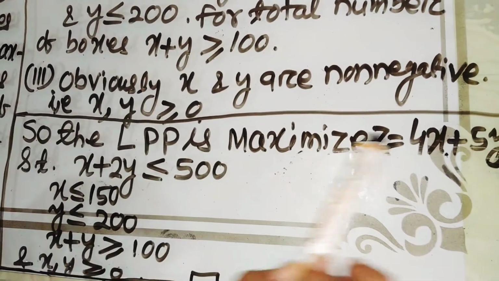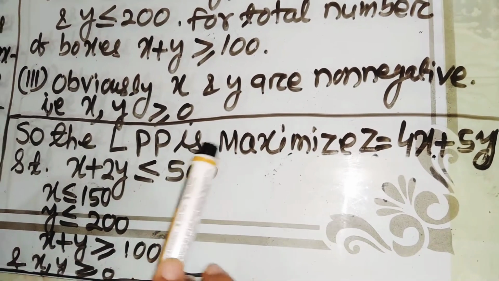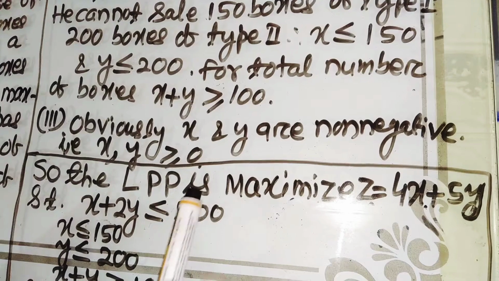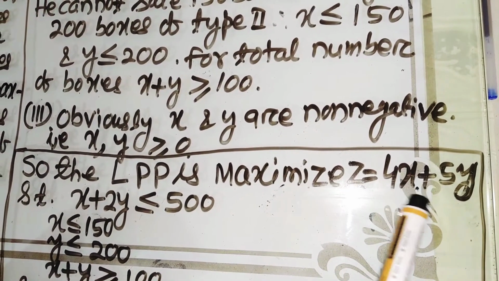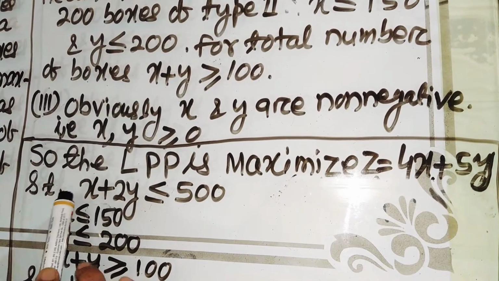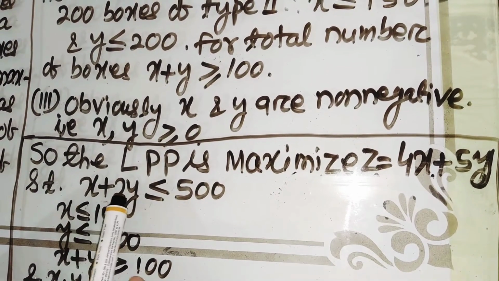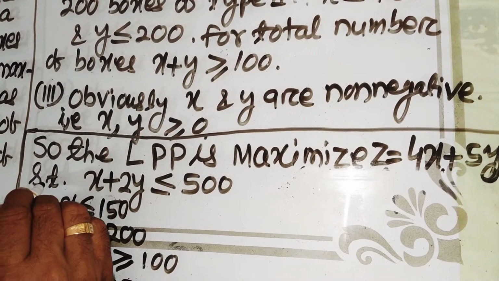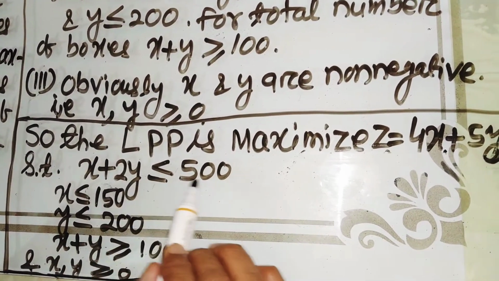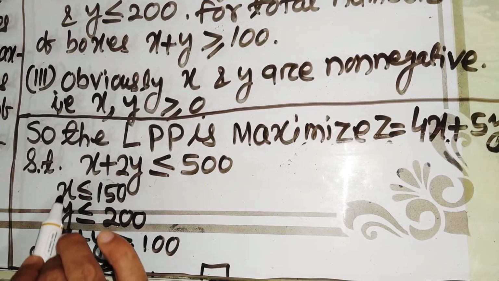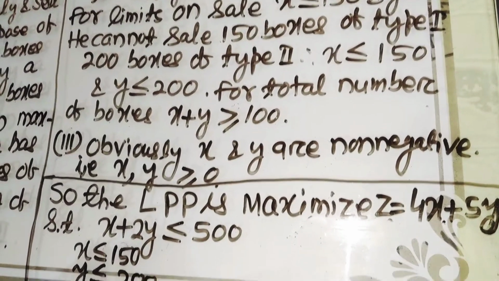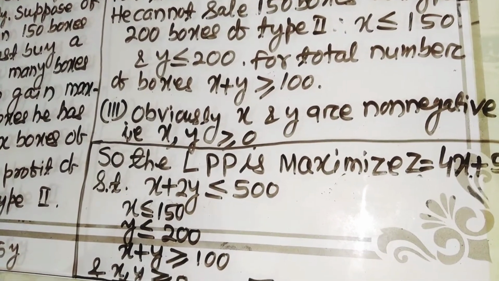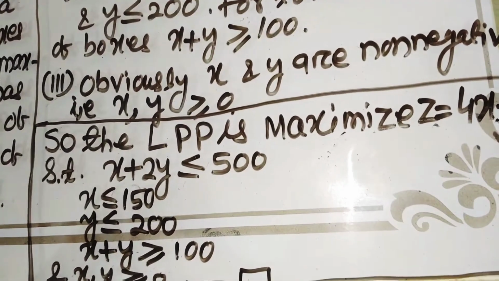So the LPP is, we write these things in a shortcut way: maximize Z is equal to 4x plus 5y, subject to the conditions x plus 2y is less than or equal to 500, x is less than or equal to 150, y is less than or equal to 200, x plus y is greater than or equal to 100, and the non-negative restrictions x and y greater than or equal to 0.